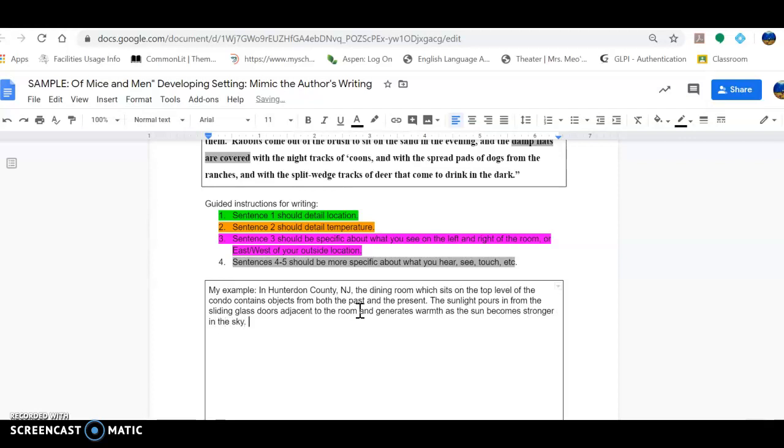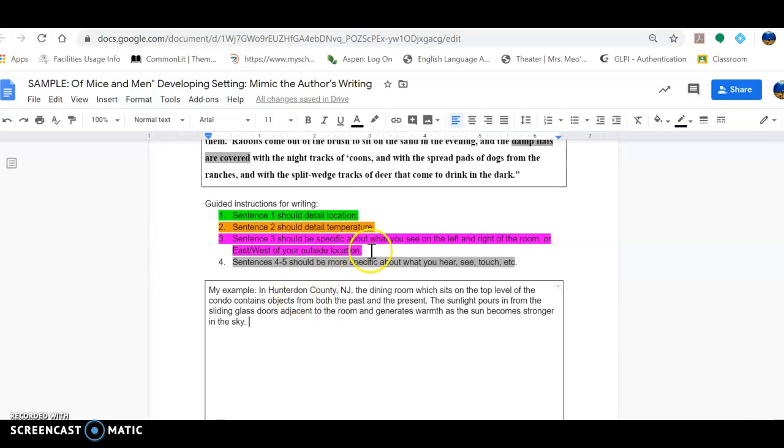So here I'm just trying to indicate that as the time changes throughout the day and as we get closer to noon and the afternoon time period, as the sun gets stronger, the room gets warmer.